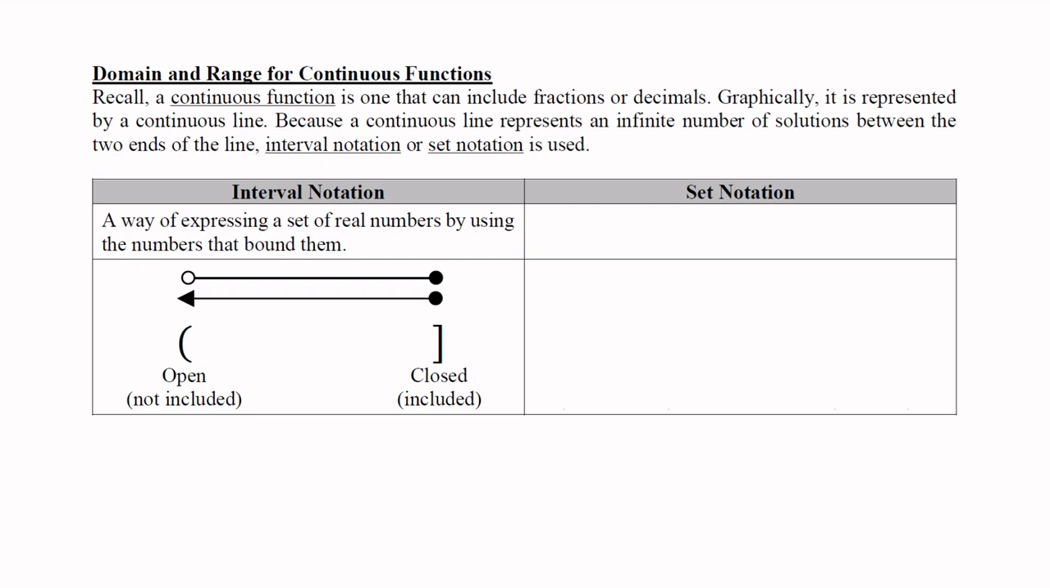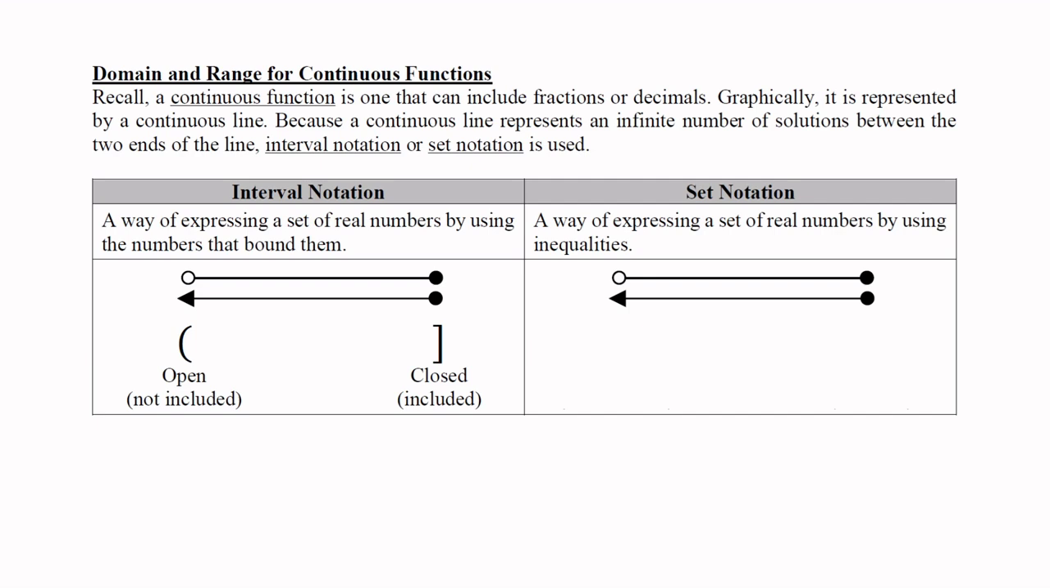But you also have the ability to use set notation, where we use greater than, less than, greater than or equal to, and less than or equal to. So let's go over this as well. Set notation is a way of expressing a set of real numbers by using inequalities. So again, for using an open dot or an arrow, you're going to use a less than or greater than, which means that it's open and not included. So there's no equals to, meaning it's not included. For a closed dot, you will use the equals to, indicating that it is closed or included.